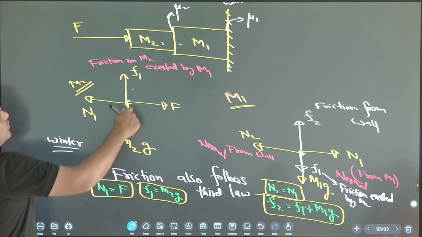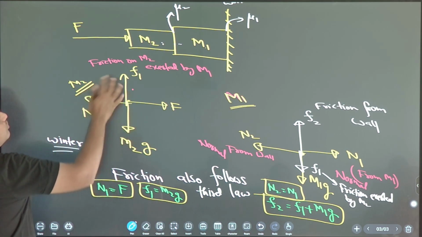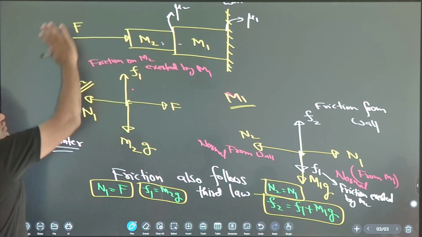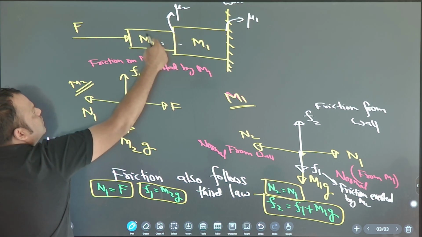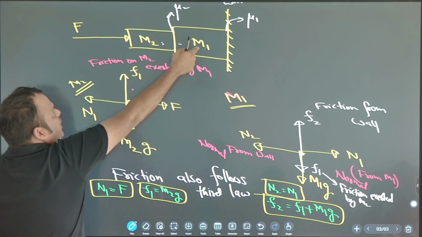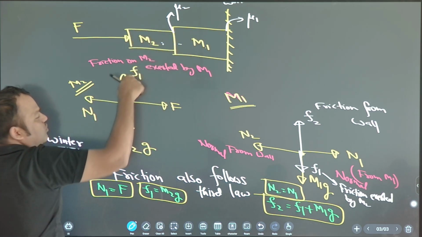Two blocks. Okay, so maybe in the NEET paper they can ask this type of question, like this is the situation, only the direction they can ask. The friction on M2 due to M1 is up, or the friction on M2 due to M1 is down. Okay, options I am giving.